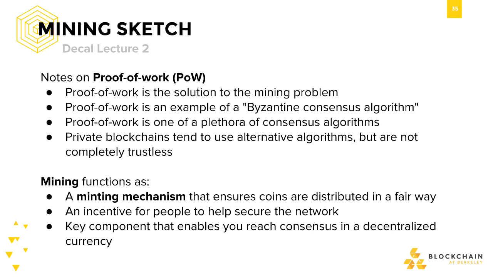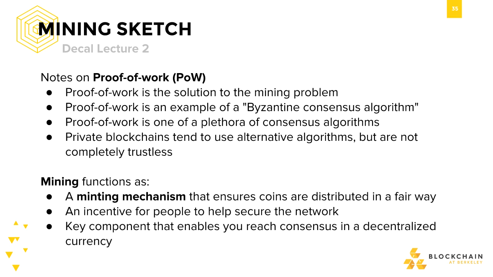Okay, so some quick notes on proof of work and mining in general. Proof of work, as we know, is the solution to the double spending problem. And it's an example of something known as a Byzantine consensus algorithm. Byzantine consensus algorithms tolerate the toughest class of failures, where nodes in a network will actively try to subvert other nodes by sending false messages, maybe sending different messages to different halves of the network, or not participating at all. They can do anything to try to prevent the network from coming to consensus.